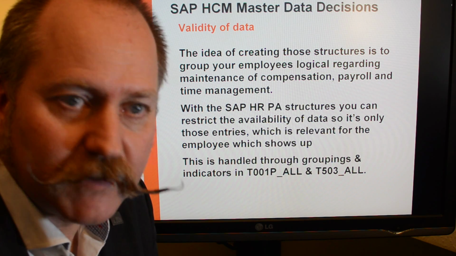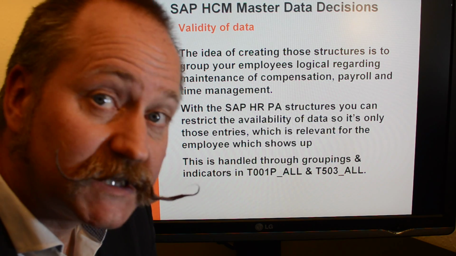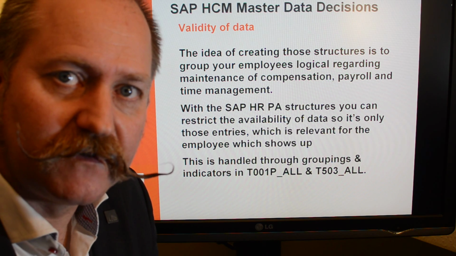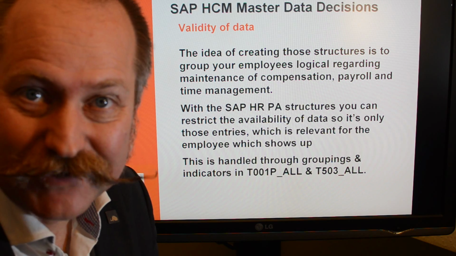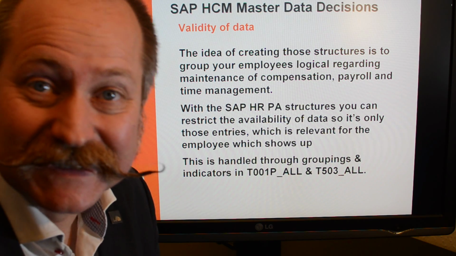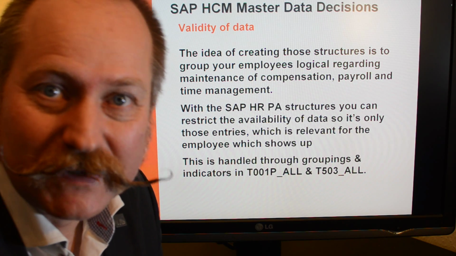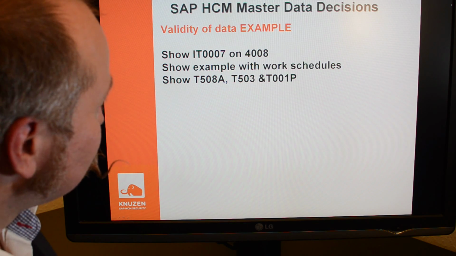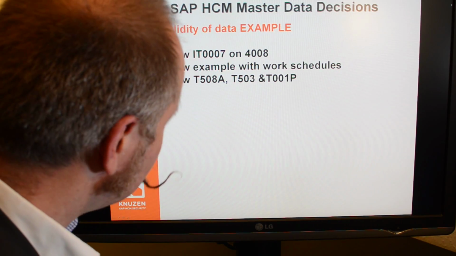With the SAP HCM structures, here we can restrict the availability of data, so it's only those entries which are relevant for the employee which will pop up. This is actually handled through some groupings and indicators in the tables I have shown you here, the T001P and T503. But let's try to look at an example of those groupings here.